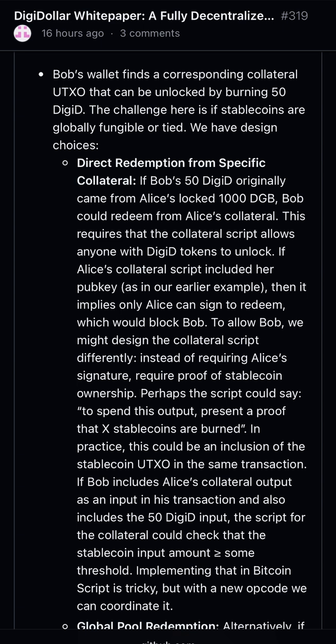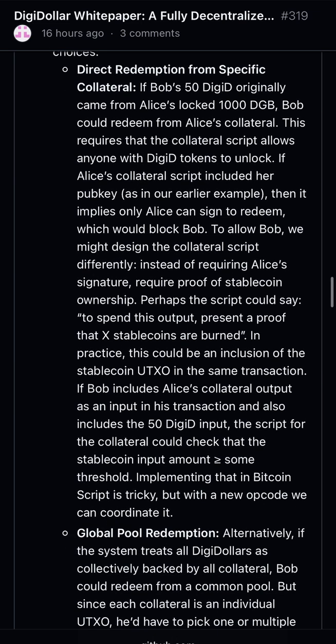The challenge here is if stablecoins are globally fungible or tied. We have design choices. Direct redemption from specific collateral. If Bob's 50 DigiDollar originally came from Alice's locked 1000 DGB, Bob could redeem from Alice's collateral. This requires that the collateral script allows anyone with DigiDollar tokens to unlock.